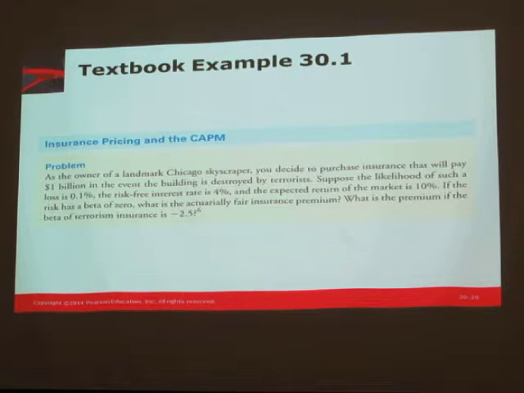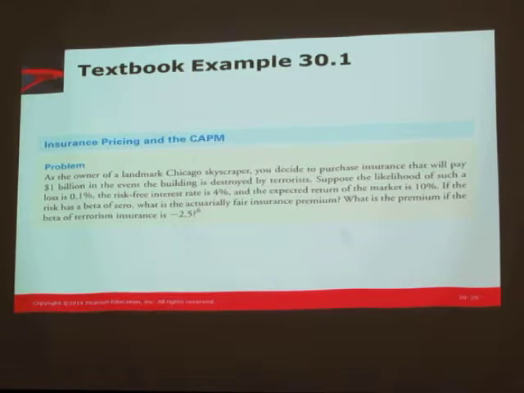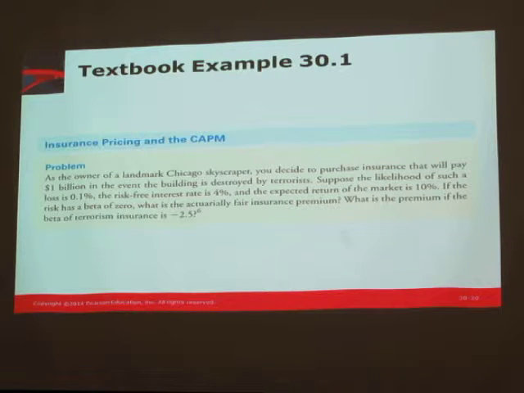Okay, $1 billion in the event the building is destroyed by terrorists. The likelihood, the risk of loss, is 0.1%. The risk-free rate is 4%. The expected return is 10%. The beta is 0. What is the actuarially fair insurance premium? Hey, guess when I wanted to write this insurance? Right after 9/11.